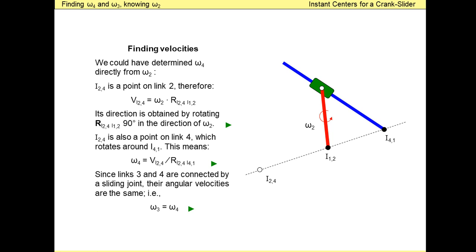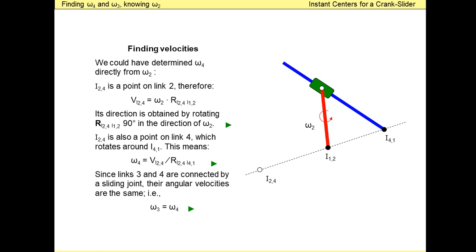Also assume the same point I24 lies on link 4. You have to assume this point also lies on the blue link. If you assume this point lies on link 4, then the velocity of this point with respect to I14 is equal to the angular velocity of this blue link multiplied by the distance between I24 and I14. So the velocity of I24 with respect to I12 is equal to the velocity of I24 with respect to I14.